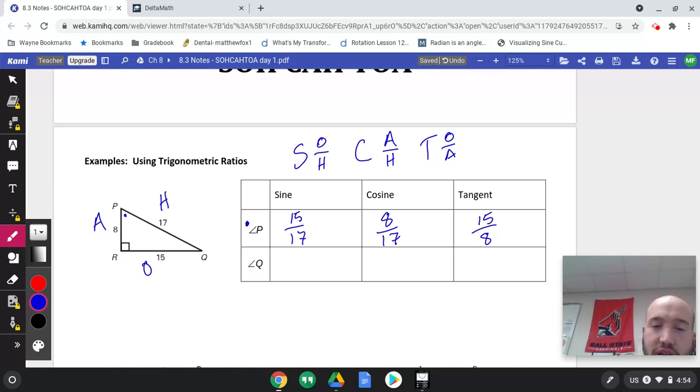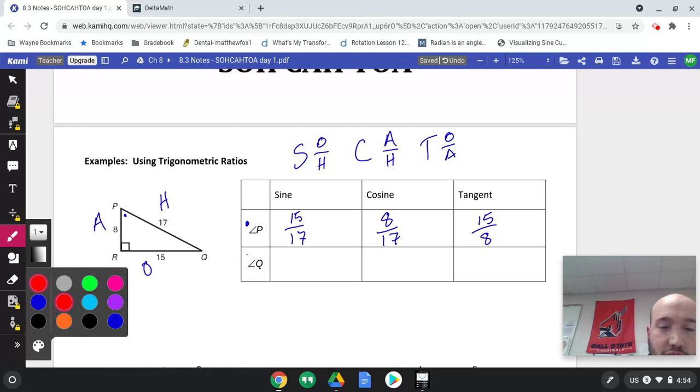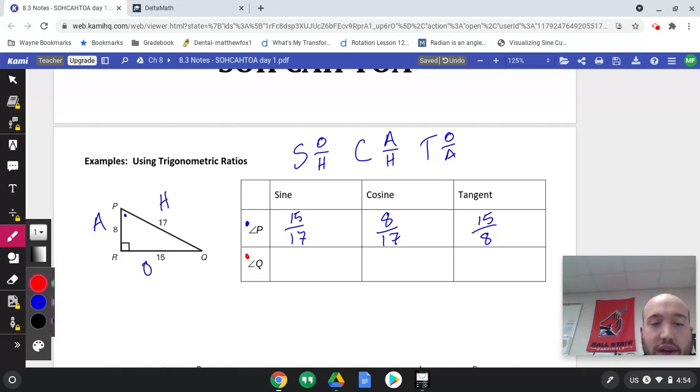Now the thing is, depending on which angle we use, these answers change. So now in red, I'm going to do angle Q here. So angle Q right here would be, the H is going to stay the same. The hypotenuse is always the same. However, 15 would be the adjacent side here. 8 would be the opposite side there.